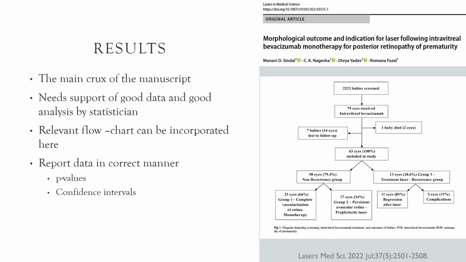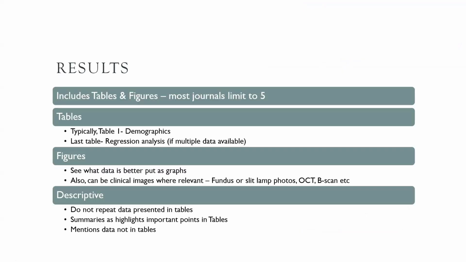Remember, your data should include p-values, confidence intervals, depending upon which value you are giving. So if it's mean, you have to give standard deviation with it. If it's median, you have to give interquartile range with it. When you're comparing groups, you have to give a p-value with it to establish significance, whether it's there or not there.